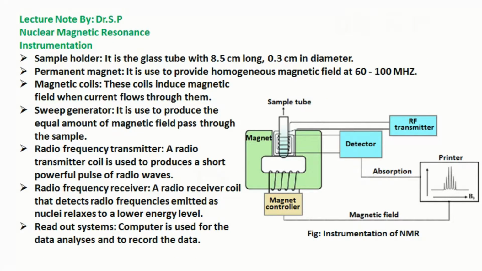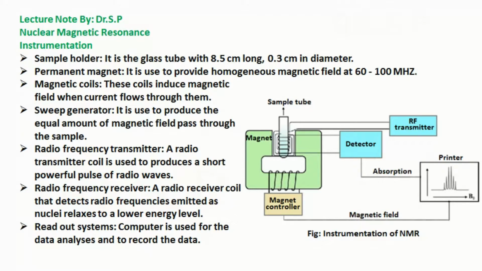NMR instrumentation consists of several components. Let's discuss them briefly. Sample holder. It is a glass tube 8.5 cm long and 0.3 cm in diameter. Permanent magnet. It is used to provide a homogeneous magnetic field at 60 to 100 MHz. Magnetic coils. These coils induce a magnetic field when current flows through them.